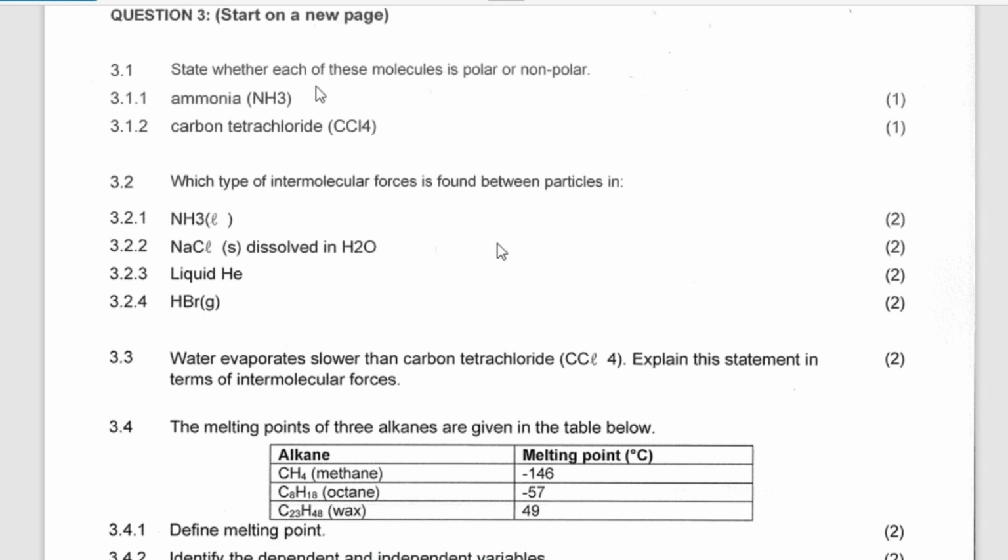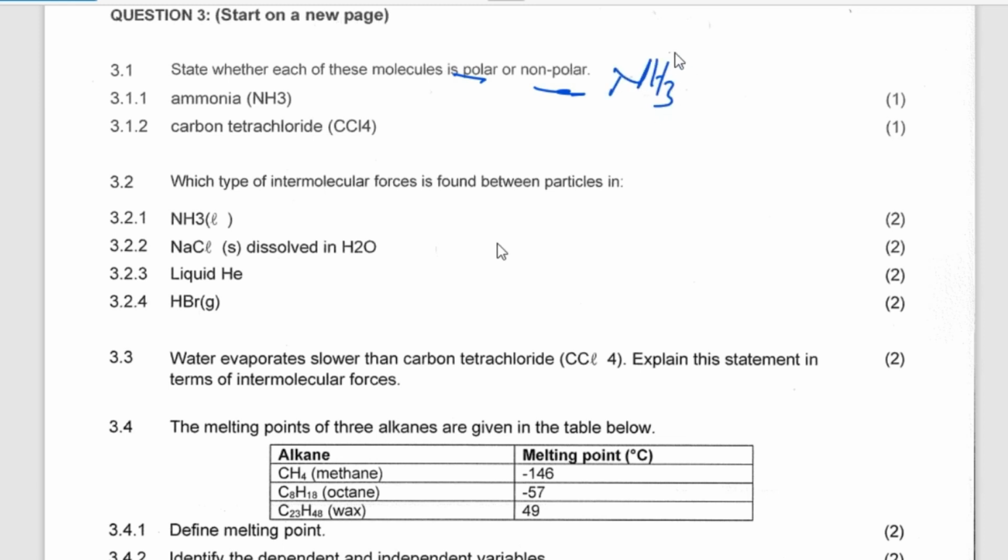All right, state whether each of the following molecules is polar or nonpolar. When you talk about polar or nonpolar, first identify whether the molecule has any lone pairs. If it has lone pairs, the chances are high that the molecule is going to be polar. But if it doesn't have lone pairs, then there will be equal distribution of these bonds. Anyway, let's go to ammonia.